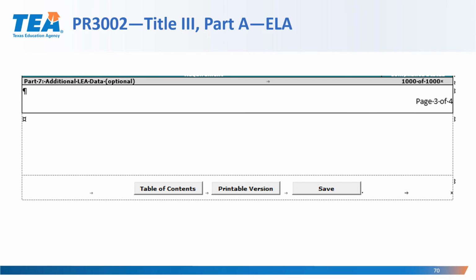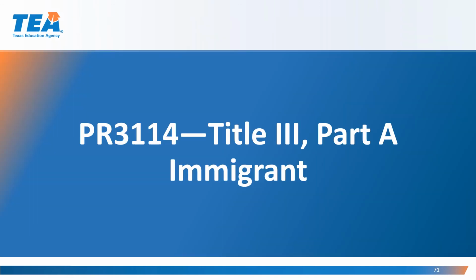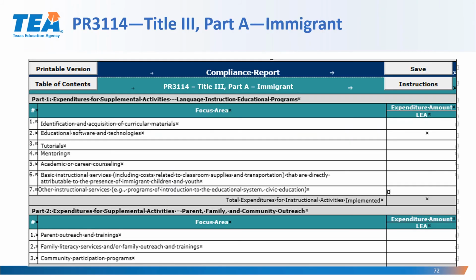Part 7 provides the LEA with a space to provide additional information if needed. The PR 3114 is the compliance report for Title III Part A, Immigrant. The compliance report for Title III Part A, Immigrant, will have the same functionality at the top of the schedule as the other compliance reports in terms of having access to a printable version, to return to the table of contents, to save the schedule, or to access the instruction document.